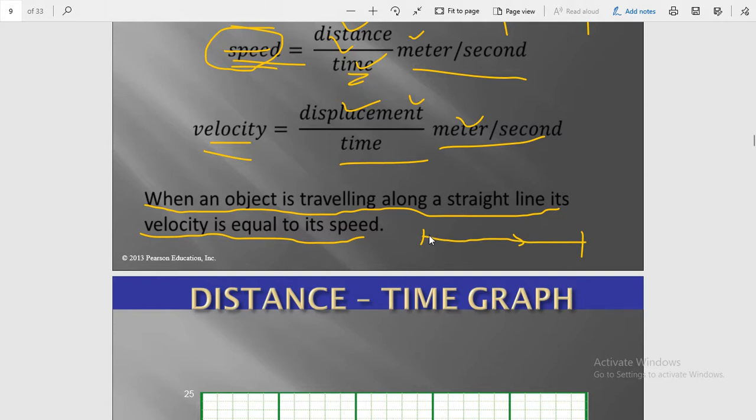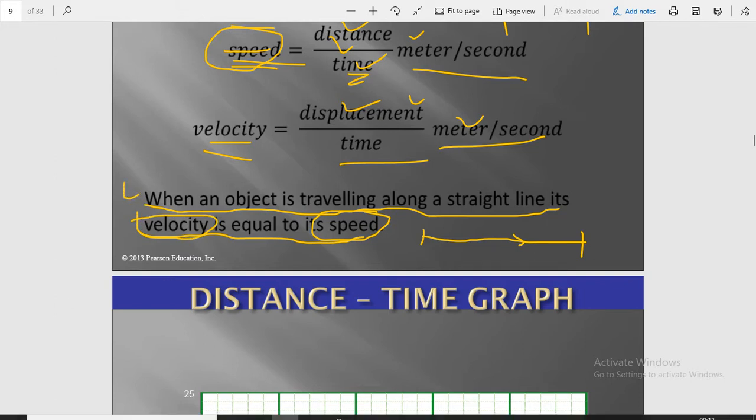So speed and velocity in magnitude are the same, but there will be no need to write direction if we write about the speed, but there will be a need for direction when you are talking about velocity. Okay, so this is the interesting result. Speed and velocity of any object can be the same when the object is moving in a straight line. Okay, so this point is very interesting, you should note this point.